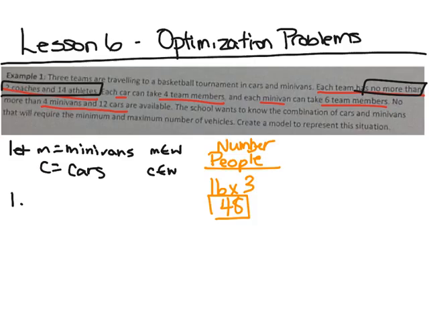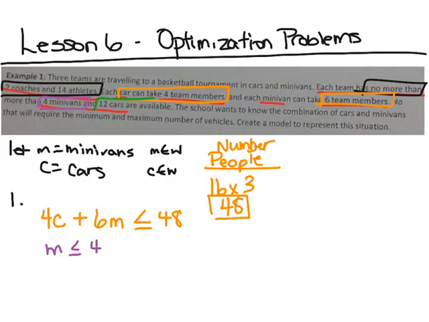Each car can take 4 team members, so 4 people times the cars, and each minivan can take 6 members, so 6 times the minivans. This is going to be less than or equal to 48, which is the total number of people. Now, there's no more than 4 minivans allowed, so our second function is M is less than or equal to 4. And there's 12 cars available, so C is less than or equal to 12.